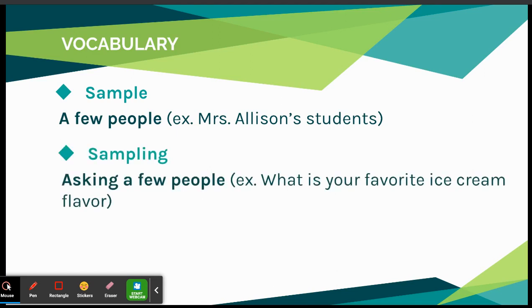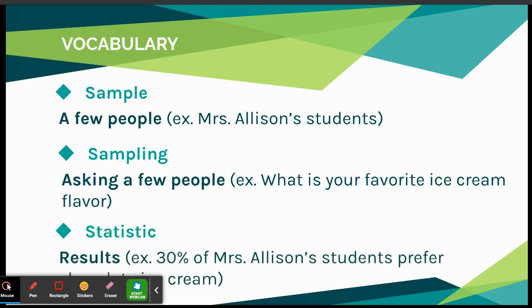Now, when I actually collect the data, we call that sampling. Instead of a census, it's sampling. I'm asking a few people, and I'm still going to ask them what's your favorite ice cream flavor. I'm just not asking every student at Scioto. And the results from my sampling, that's called a statistic. For example, 30% of Mrs. Allison students prefer chocolate ice cream. That would be considered a statistic as opposed to a parameter. One thing to remember, a little hint here, is population and parameter both start with P. A parameter results from surveying the entire population. Sample and statistic both start with S. A statistic results from collecting data from my sample. Just a little way to help you remember the difference between a parameter and a statistic.